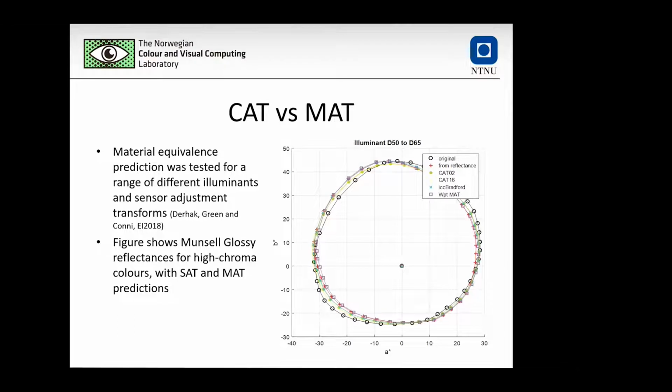We tested some different methods of doing the material equivalence in a paper in 2018, and this figure is looking at Munsell glossy. These are the high chroma colors, and as you can see, we've got CAT02, CAT16, the linear ICC Bradford, and also the waypoint. The original is the black line. The ones I calculate into D65 directly from the reflectance, so that would be my material equivalent value, is the red line. You can see that the chromatic adaptation transform predictions mostly are somewhere in between the two. So they're not quite achieving the ideal, which is to achieve the red line.